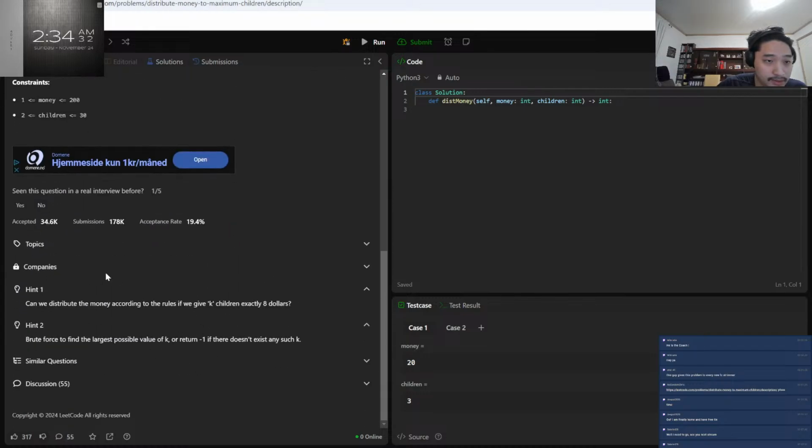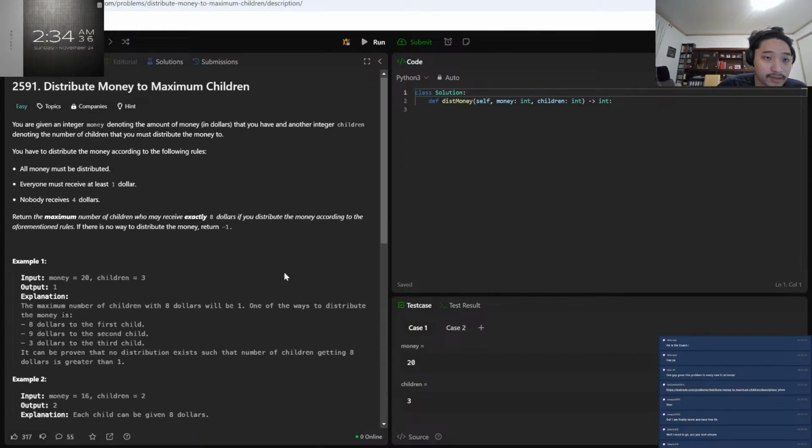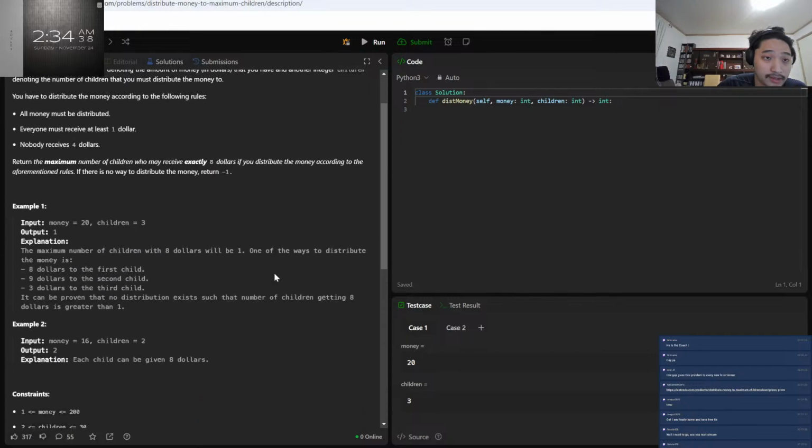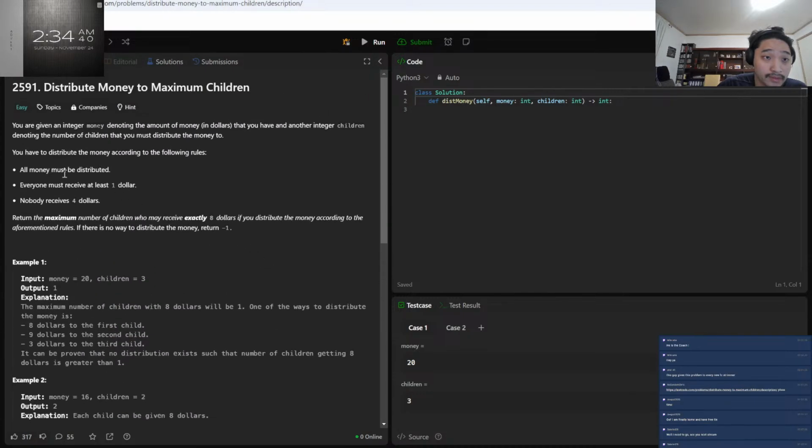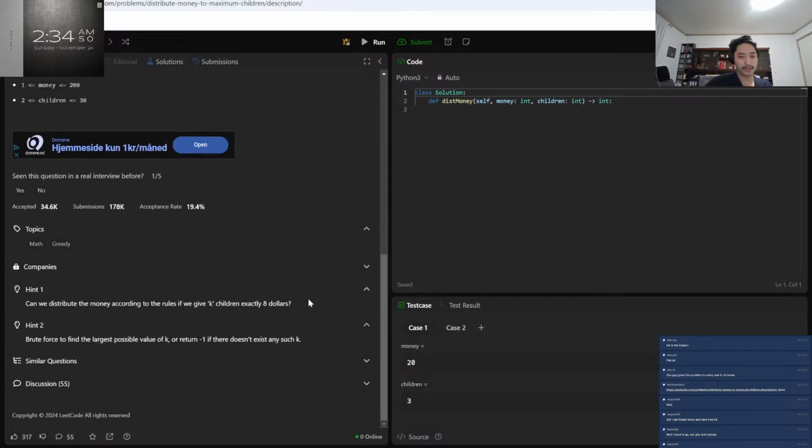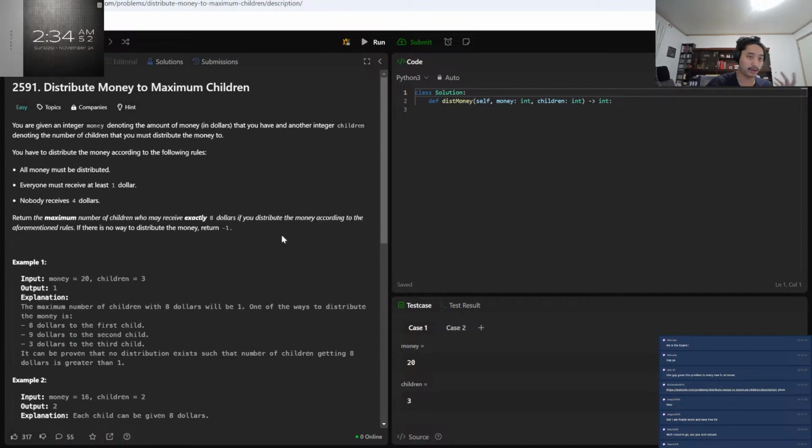Like I said, it seems innocent enough. I just need to confirm that I completely understand it. All money must be distributed. That's okay. Everyone must receive at least $1 and nobody receives $4. And of course, from what I gather, a brute force way would work. Now we can see if we can do it in a not brute force way.